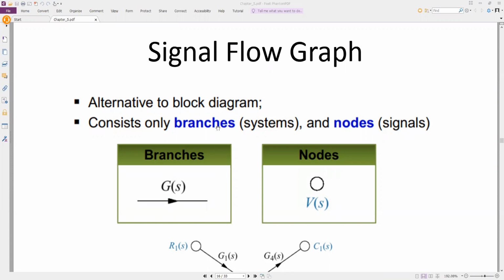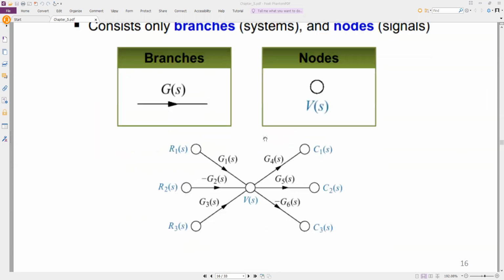Okay, so that's the easy thing, not the difficult one. We are replacing the regular one with a comparatively new one. The signal flow graph is an alternative to the block diagram, and it consists of branches, systems, and node signals. Instead of a block, you are using a branch, and instead of a signal, you are using nodes.